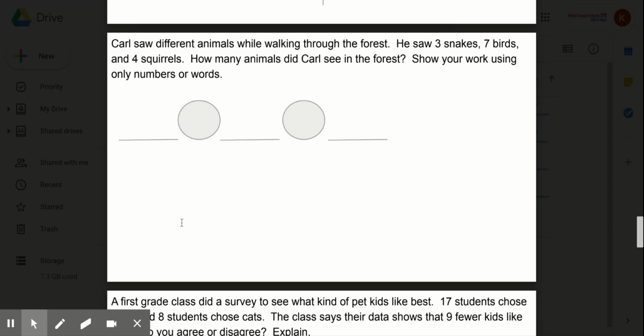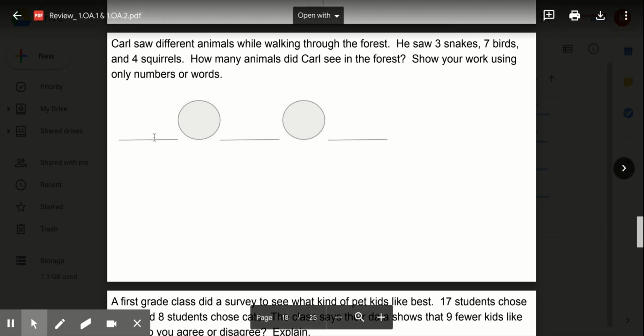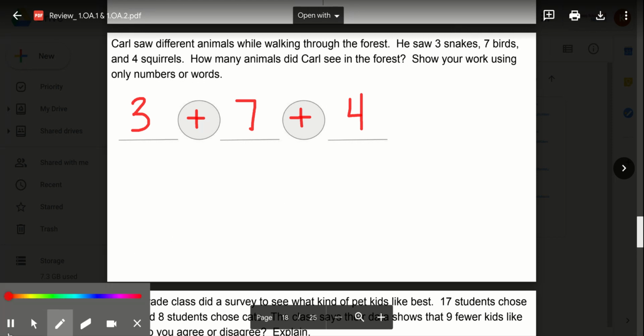So the first thing I'm going to do is read my story problem again and fill in my equation while reading. Carl saw different animals while walking through the forest. He saw 3 snakes, 7 birds, and 4 squirrels. How many animals did Carl see in the forest? I know I'm adding because it's asking how many animals he saw, which means I need to add up all of the animals he saw to get the total number. 3 plus 7 plus 4. Show your work using only numbers or words.